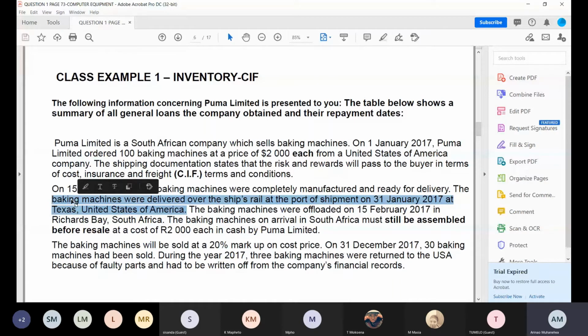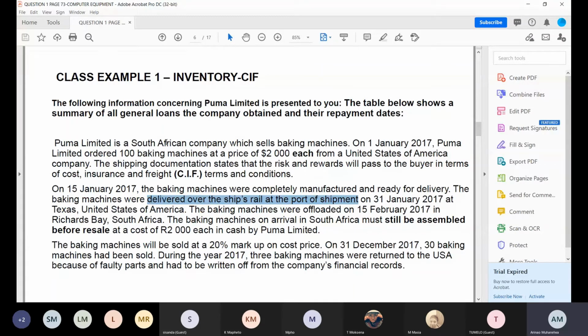This is the transaction date because this is when they are delivered over ship rail at the port of shipment. So whenever you read each and every question of foreign exchange and transactions, as I've indicated, it's important to see what type of contract we are using. Here we are using CIF. So if you're using CIF, then when is it going to be a transaction date?